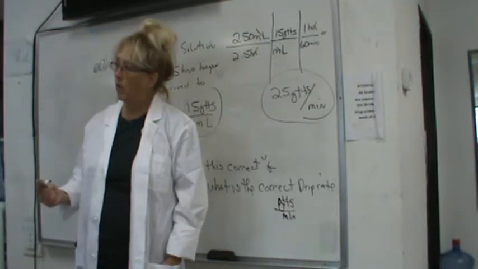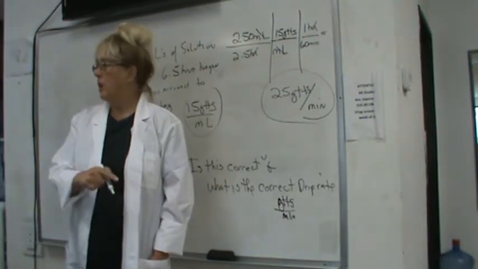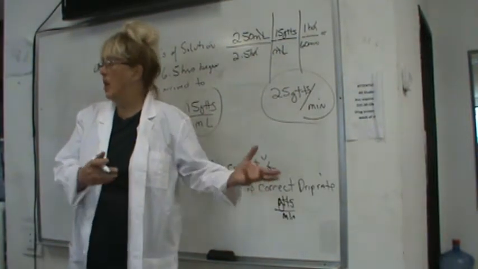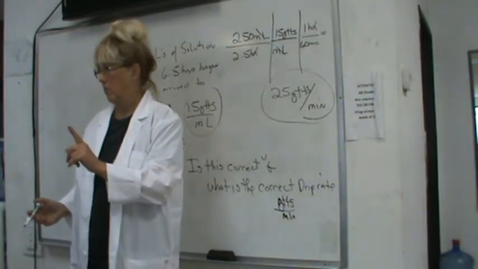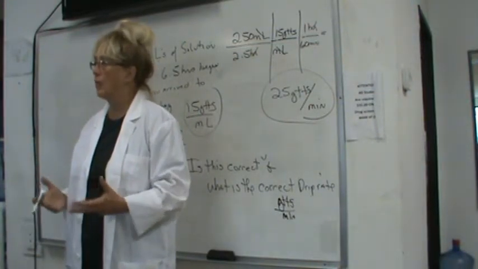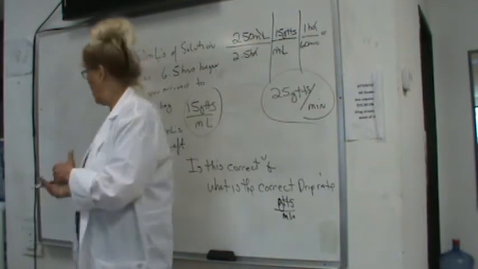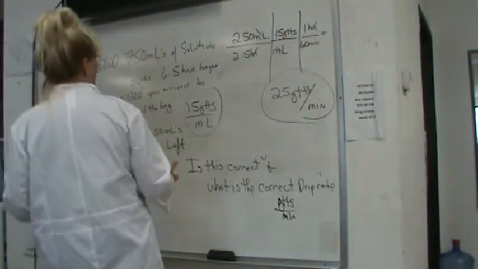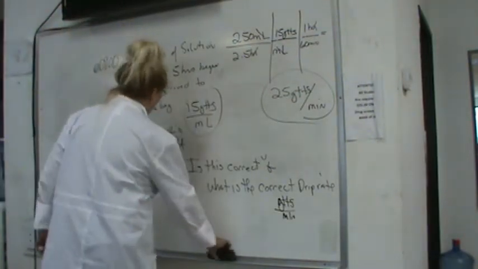How do we know if that is the original drip rate that we started with? We don't. We don't know if they had them on the right drip rate because there's 250 mLs left in the bag. So let's take a look.